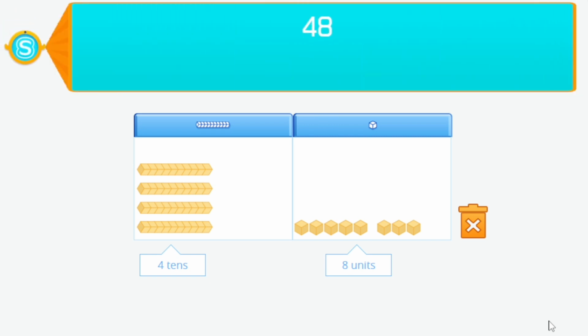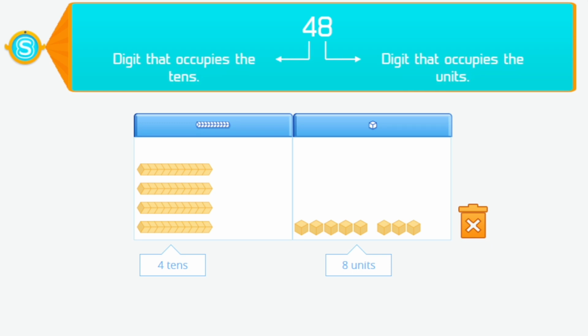In 48, the 8 is in the units place, and the 4 is in the tens place. And that's the end of the tens and units using blocks tutorial. Now try the activities.